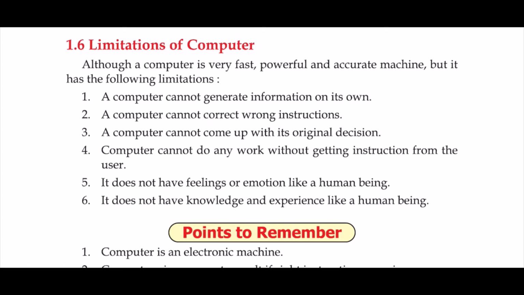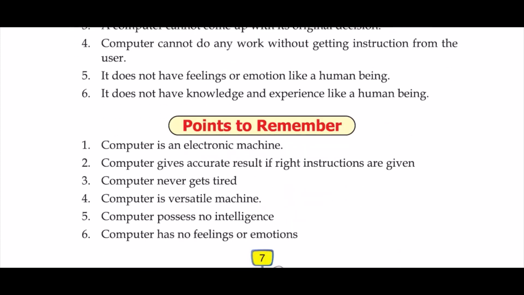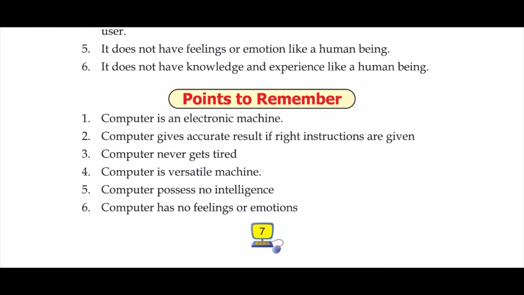So the most important points in this chapter are: a computer is just an electronic machine. A computer gives accurate results if the right instructions are given. If the wrong instructions are given, it will give errors. A computer never gets tired. A computer is a versatile machine. A computer possesses no intelligence. A computer has no feelings or emotions. With these points, our first chapter is complete.